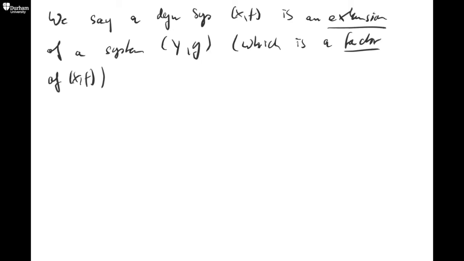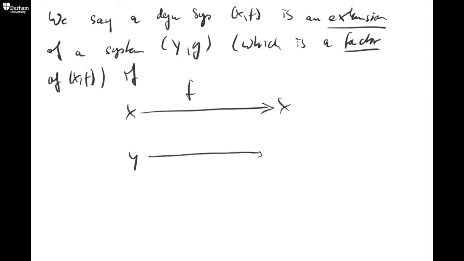if the following diagram commutes. So we have our space X, and on this we have our map F acting, and we have our space Y on which the map G is acting, okay? And in between we have the map pi, which is onto and continuous.